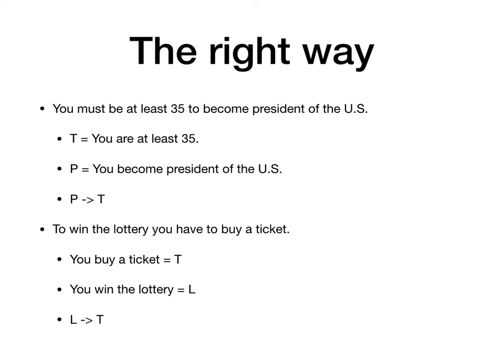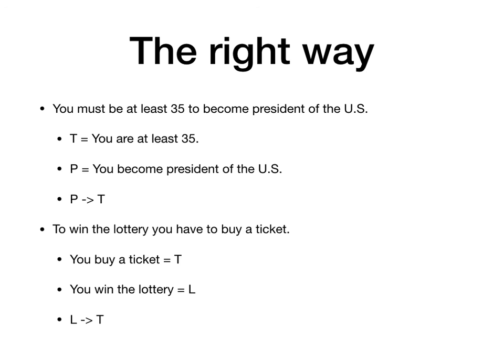The right way to symbolize necessary conditions. T equals you are at least 35. P equals you become president of the U.S. If you become president of the U.S., you are at least 35. P arrow T. To win the lottery, you have to buy a ticket. L arrow T, right? And why is this?